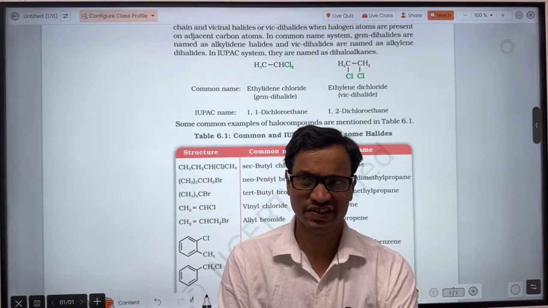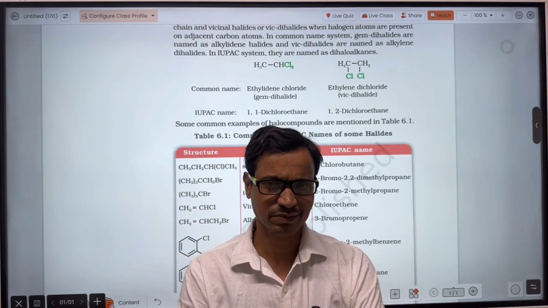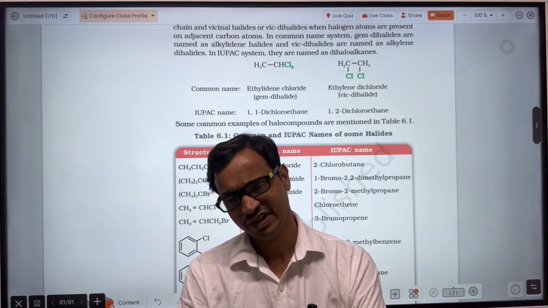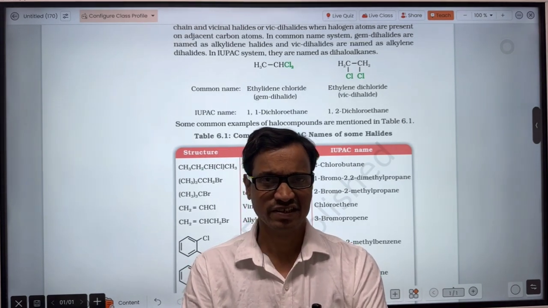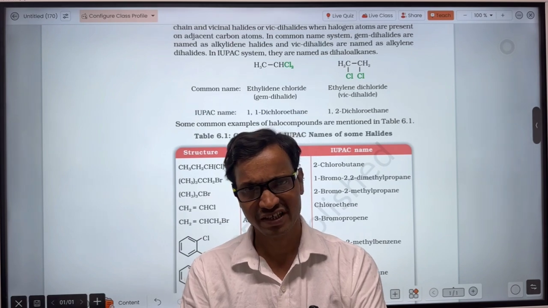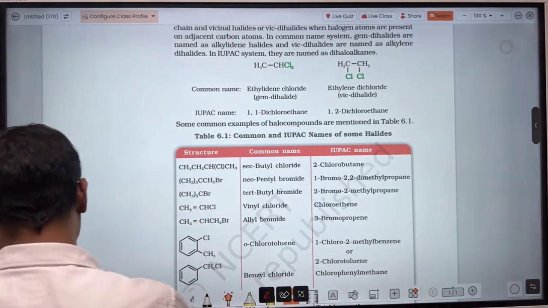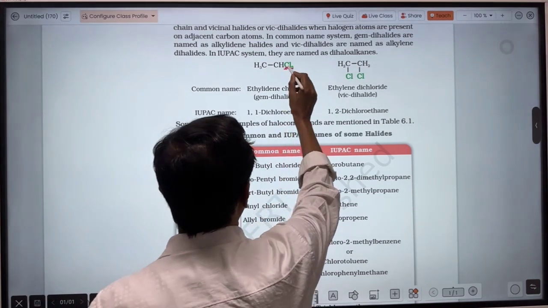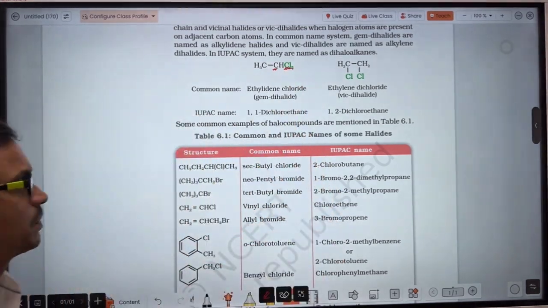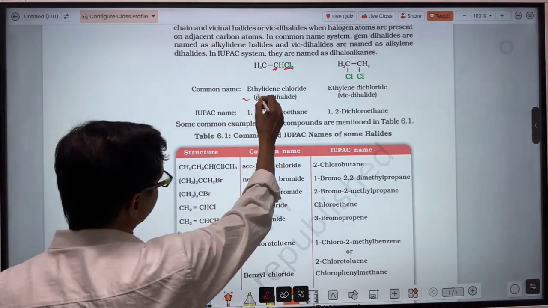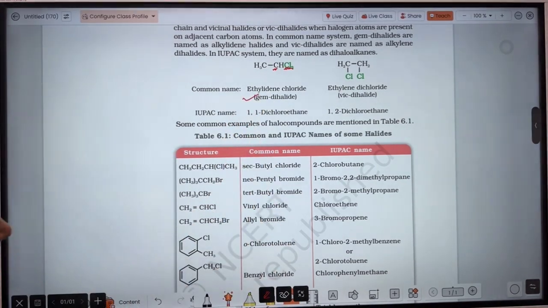And the compound in which the two halogen atoms are bonded to adjacent carbon atoms will be called vicinal dihalide or vic dihalide. So let's see here in this compound. Here the two halogen atoms are bonded to the same carbon atom. So that will be called gem dihalide.